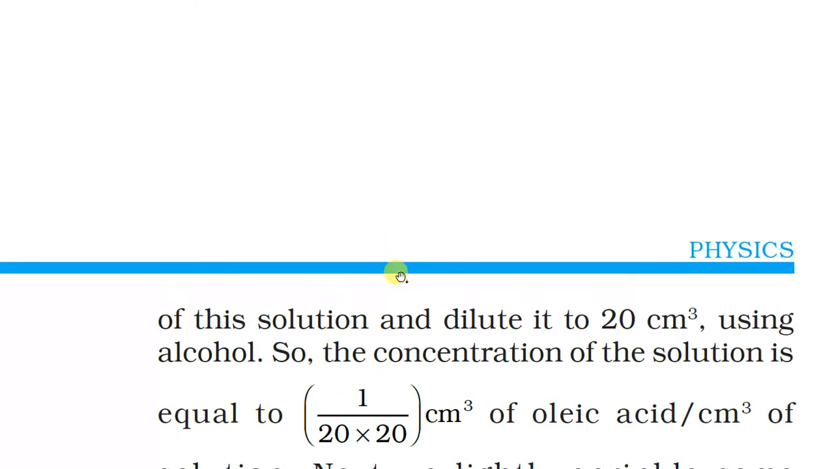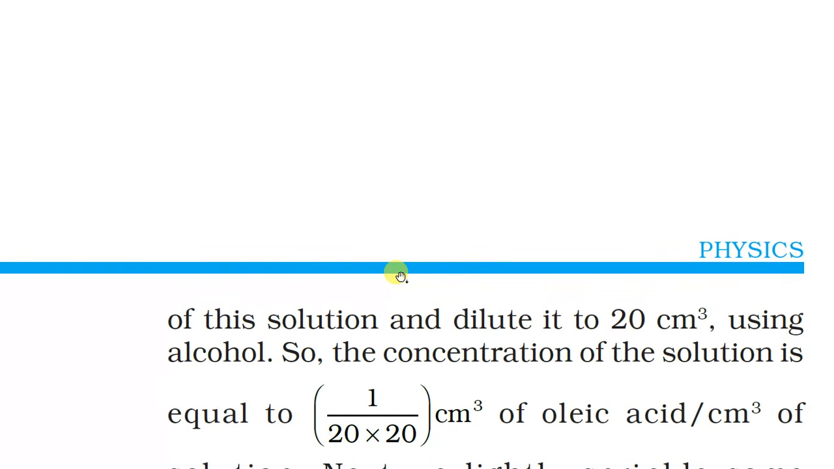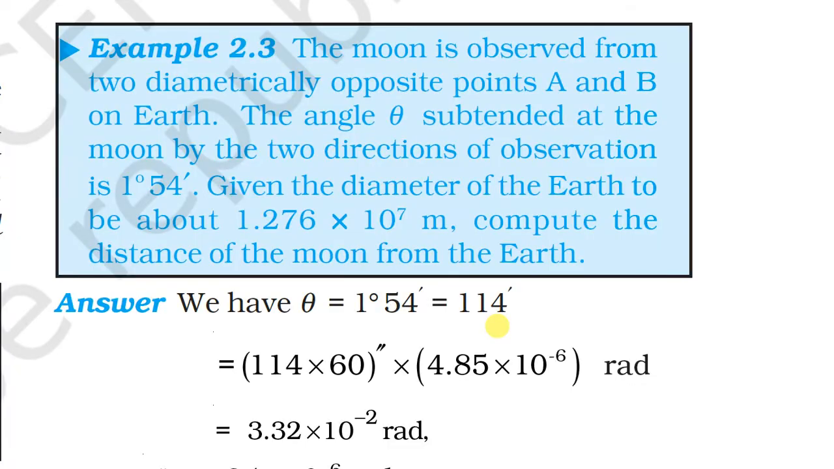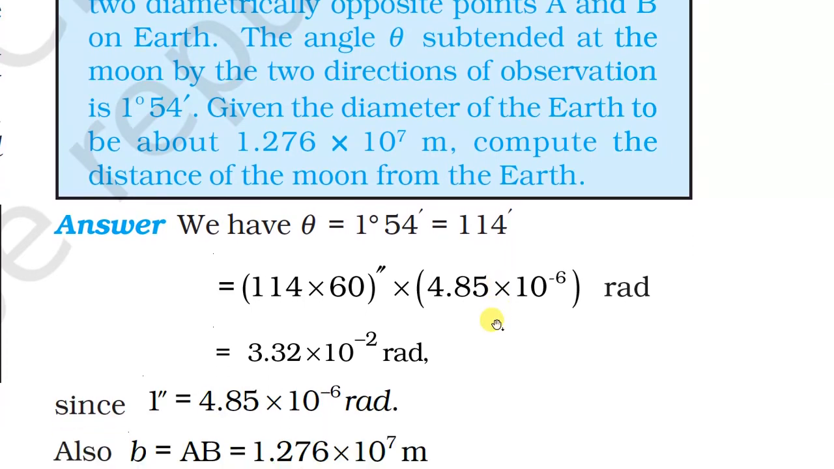We need to determine the distance from the Earth. In this example, the diameter of the Earth is given to be about 1.276 × 10^7 meters. Here theta is equal to 1 degree 54 minutes.